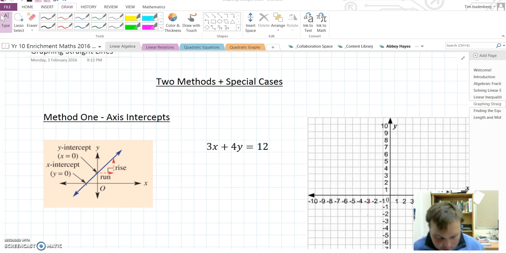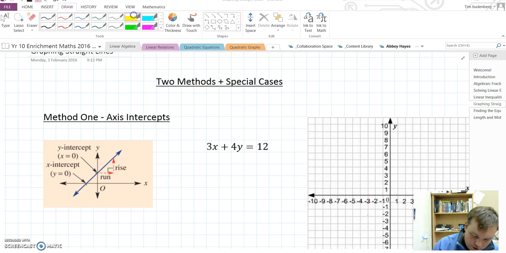Hello ladies and gentlemen, today we're going to look at graphing straight lines, which involves two special cases and two general methods. First off, we're going to look at the general methods. You've seen them in Year 9, so I'm going to go very quickly. Essentially, to graph an equation of a straight line, the easiest way to do it, if it's in general form, is to use the axis intercept method.